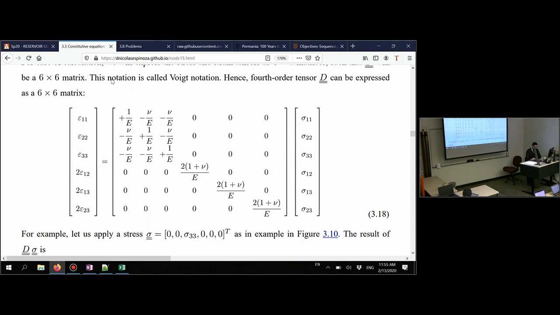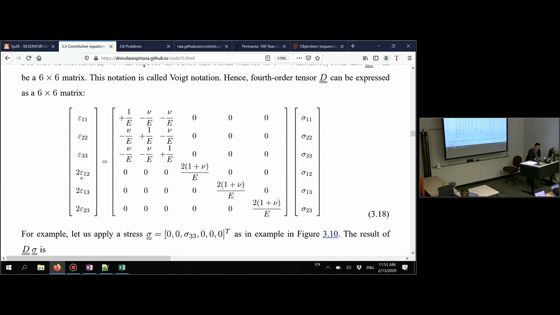where, for example, epsilon 1,1 is equal to, let me see if I can do simultaneously these two. No, it doesn't allow me. But it's going to be the first row times the column, right? So this one times that one plus this one times this, plus this one times that one, plus this one times this, and so on. But notice, for example, that you can see very clearly in the matrix that all of these are zeros, which means that shear stresses are not going to cause normal strains. That's why those are zero.